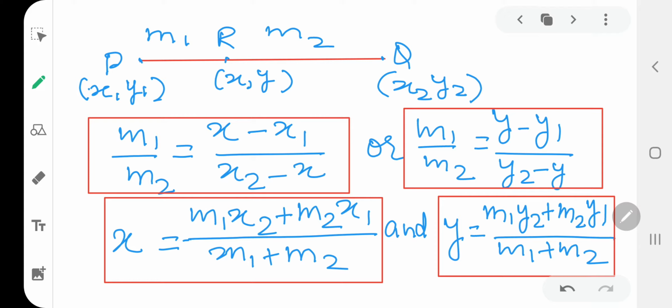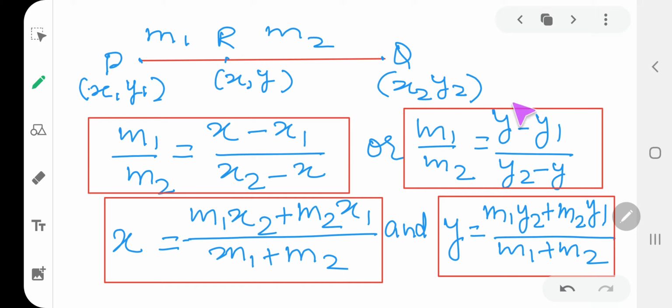Similarly, the same ratio can be calculated by taking y coordinates also. So m1 upon m2 is equal to y, start from y, end with y, and then subtract y1, and in the denominator start with y2. y से शुरू, y पर खत्म, y1 and y2. And whenever you are calculating ratio, the center sign will be negative. So this is how we remember the formula if we are finding ratio.